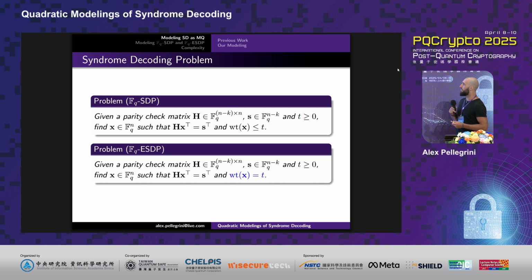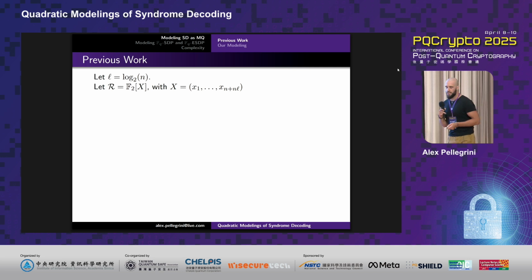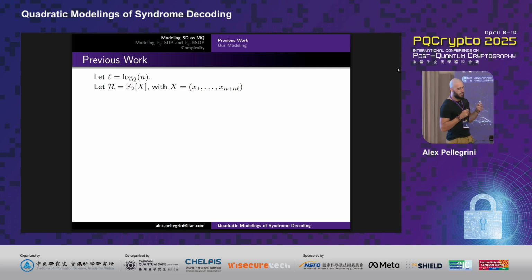In this talk, I will talk about two contributions in our paper. One is an improvement over a pre-existing modeling of the syndrome decoding problem over F_2. That work was modeling the syndrome decoding problem over the binary field. The second contribution is a new modeling of the syndrome decoding problem over F_q, so any finite field.